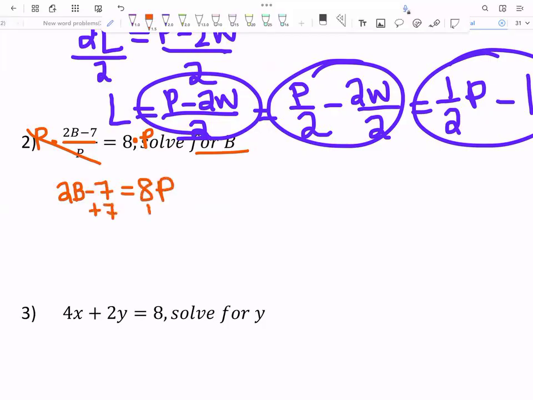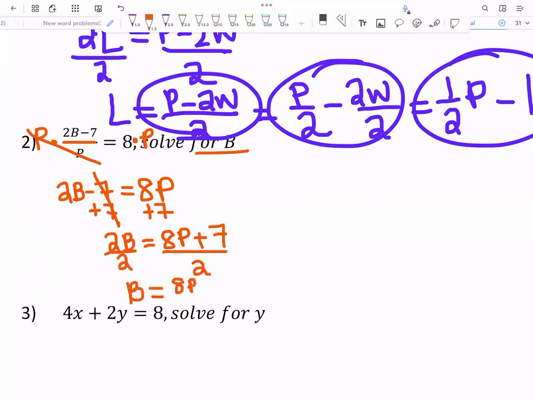Then we need to add our 7. So 2B equals 8P plus 7. These are not like terms, so we can't combine them. And then we're going to divide everything by 2. So B is 8P plus 7 over 2. But again, they could separate them into 8P over 2 plus 7 over 2. Separate your fractions and simplify it. 8 over 2 is just 4P plus 7 over 2.